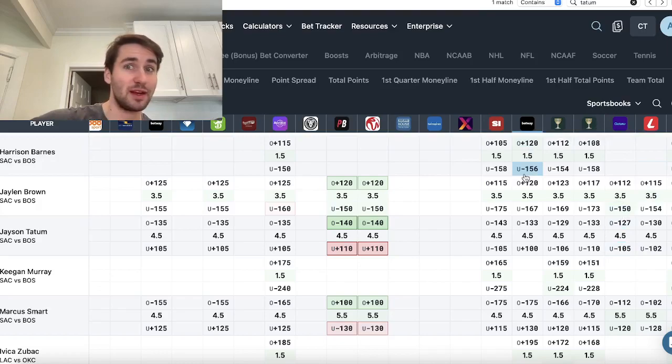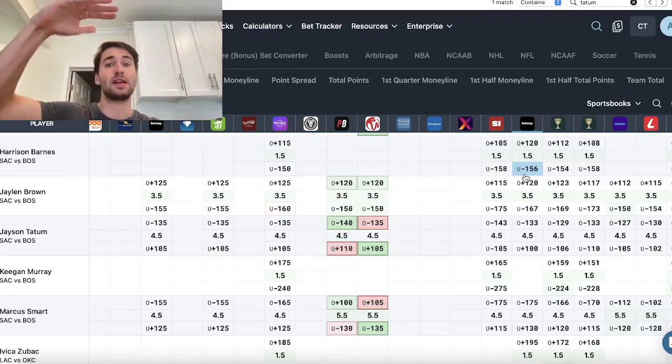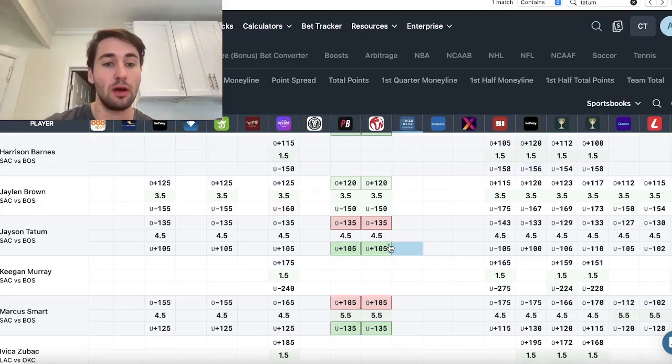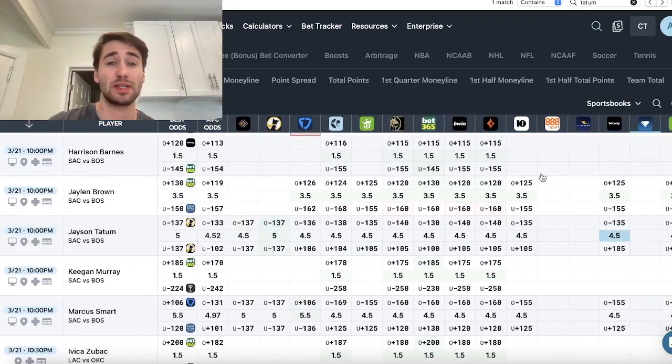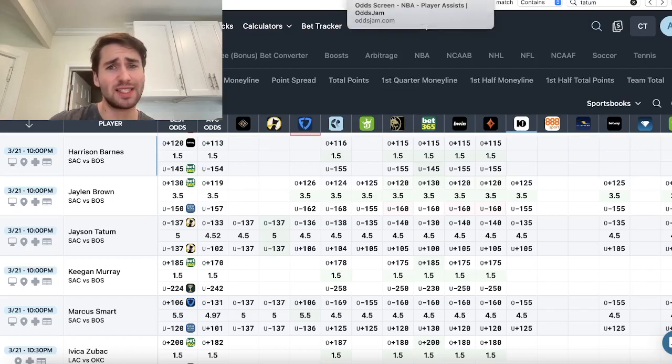These sportsbooks are billion-dollar companies. They have really sophisticated models. They're taking bets, moving around lines due to supply and demand. Every data point is telling us Tatum's line should be at 4.5, Underdog's at 5. We want to take the under, right? Underdog's at 5, sportsbooks at 4.5. We want to take the under. So that's kind of how you use the Odds Jam screen.